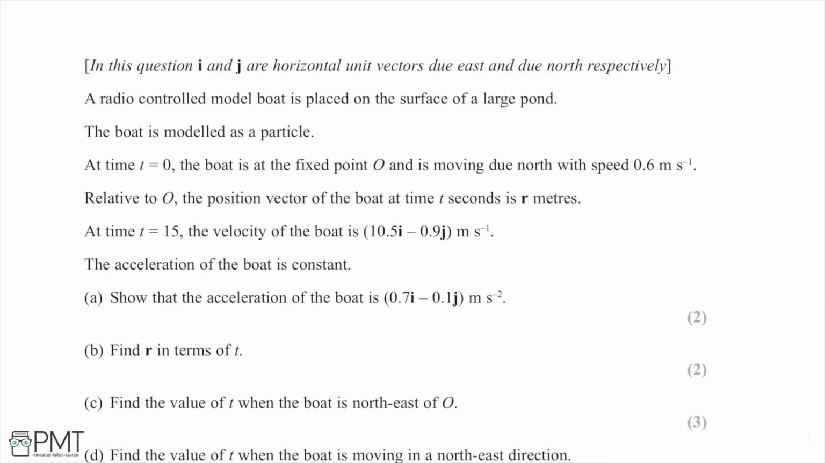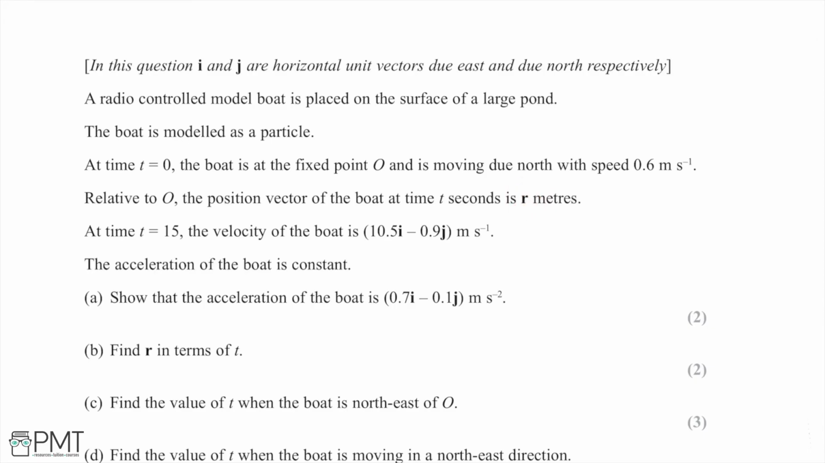We're told that the boat is modelled as a particle, and at time 0 the boat is at the fixed point O and it's moving due north, so it's moving in the north direction with a speed of 0.6 meters per second. We're then told that relative to O, its fixed point, the position vector of the boat at time t seconds is r meters, where r is a vector. That's our vector for displacement.